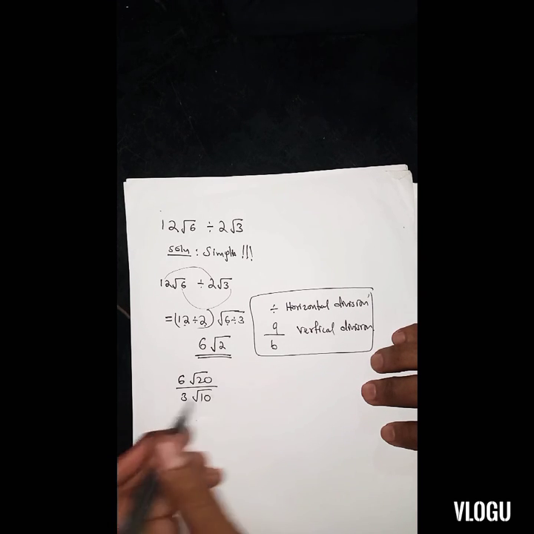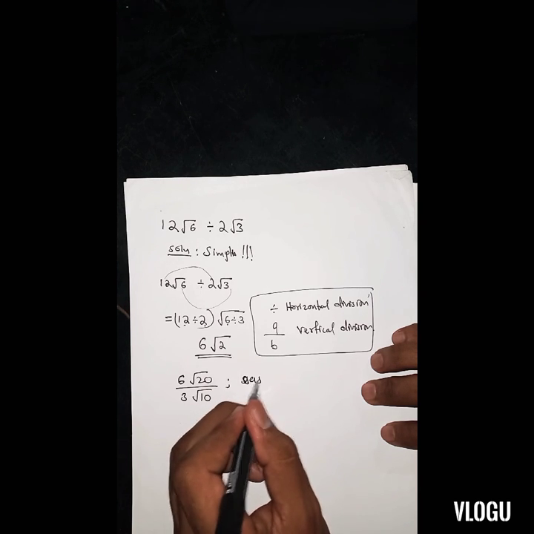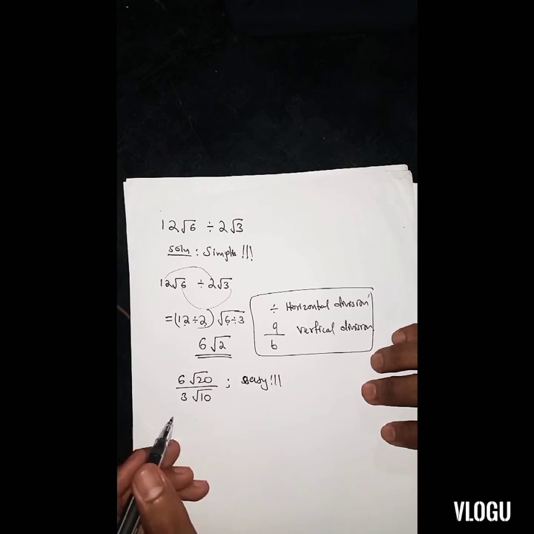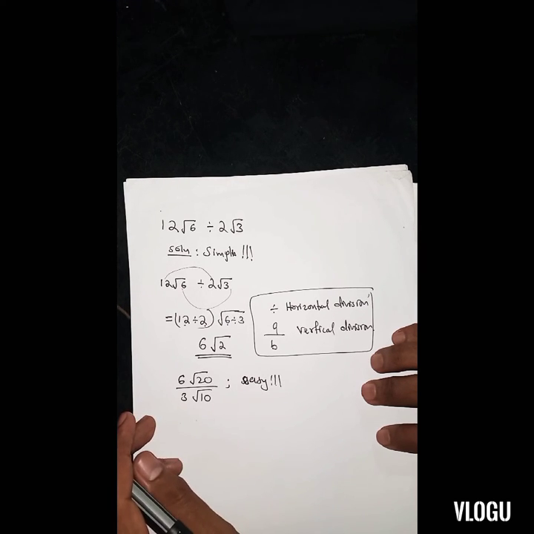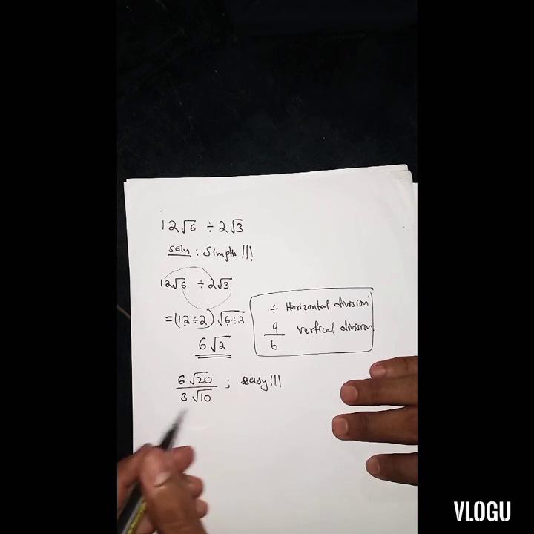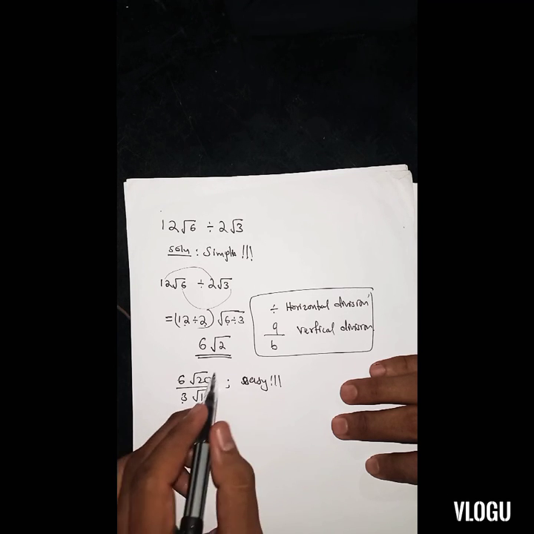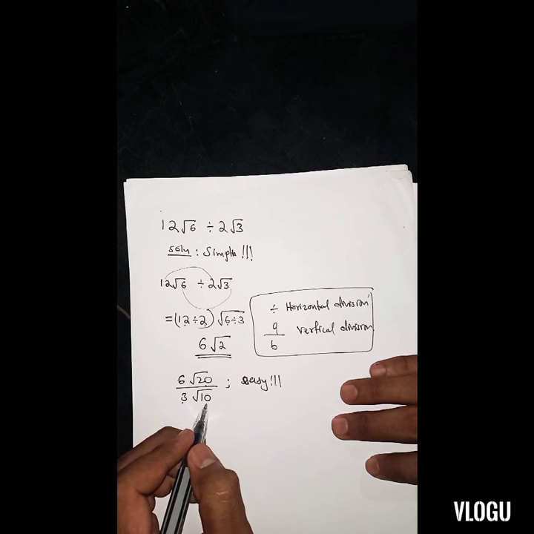As we have said, this thing is simple. It's very easy to do. In short, why am I saying easy? I want you to know that this thing is easy. I know you know, but I'm trying to remind you. So now let's divide. Here we have 6 all over 3, then we have root 20 all over root 10.